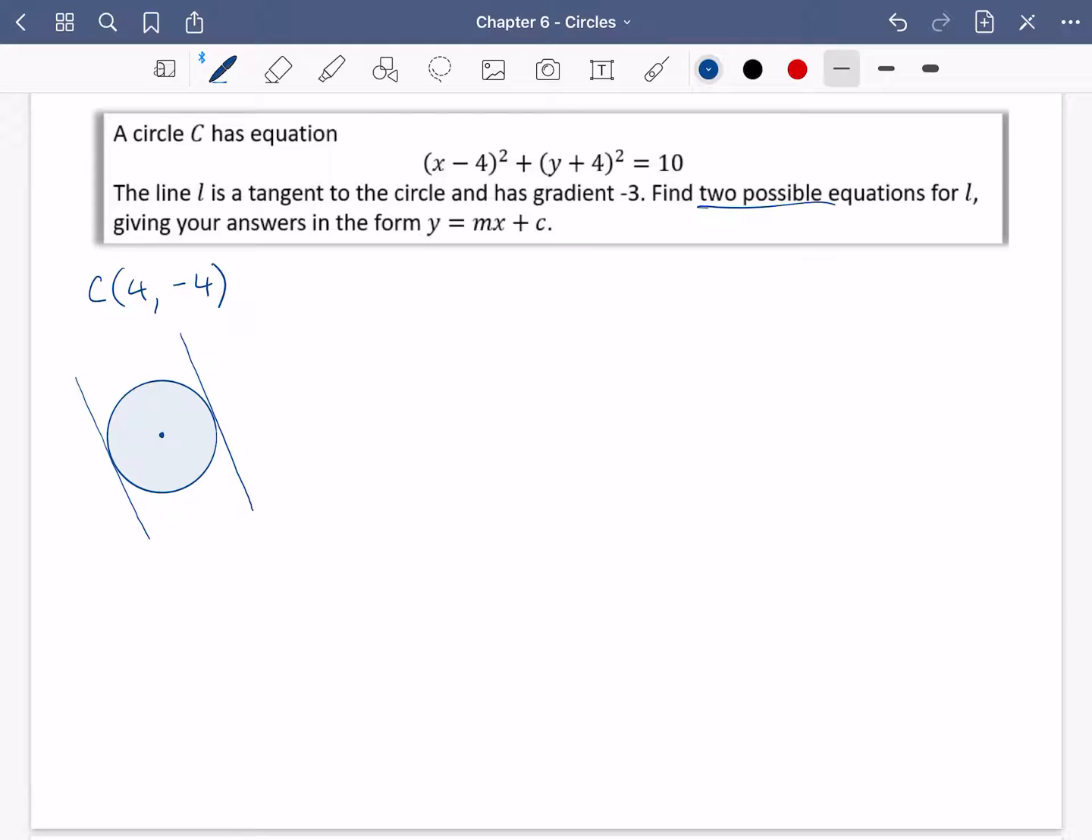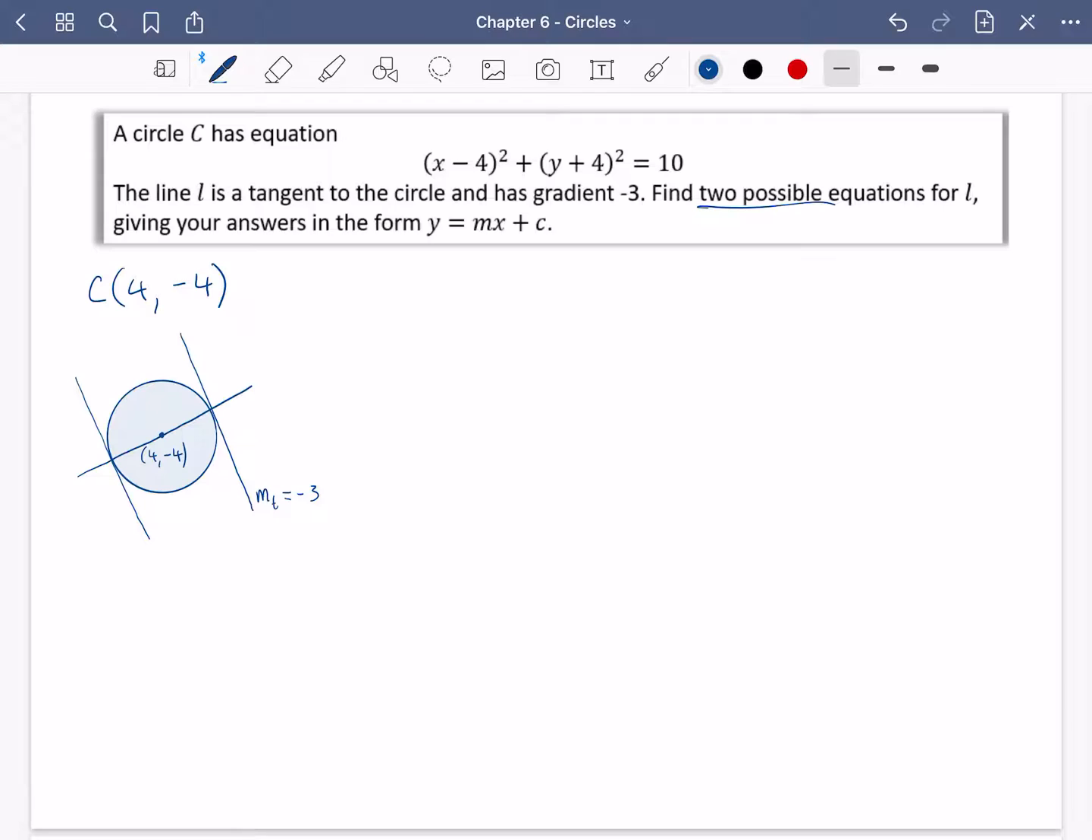And we know some other bits about this question, okay? We know that these gradients are -3. So let me just say this one is going to have the gradient of this tangent is -3. And we also know that the center of the circle is (4, -4). So we could, I suppose, figure out what this equation is here.